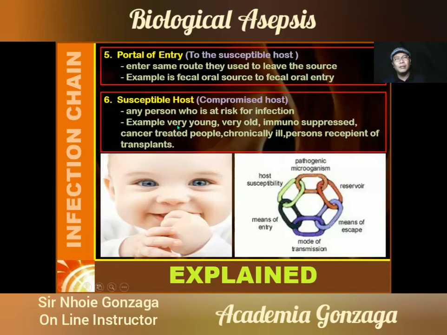Examples are the very young and the very old, the immunosuppressed. Say, the very young, the babies, and the very old, our lolos and lolas. Immunosuppressed are those persons with a weak immune system, cancer-treated people, and the chronically ill, those who are suffering from a very long admission in the hospital, and persons who are recipients of a transplant. So these are persons who are susceptible hosts, meaning when there is an infection or a microorganism around, they will be the first to be susceptible, the first that can bog down, that can surrender to infection.